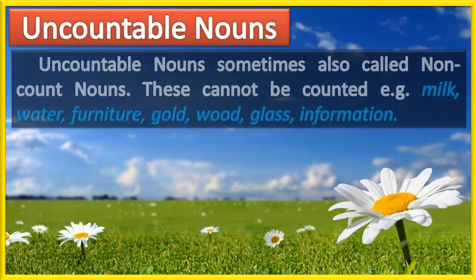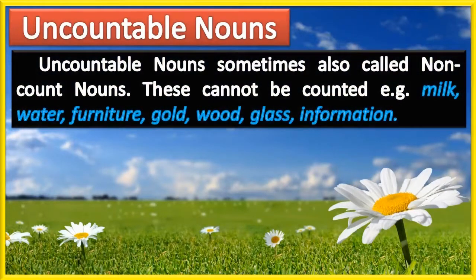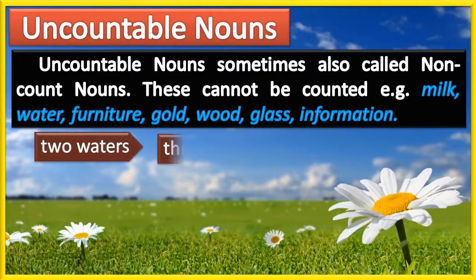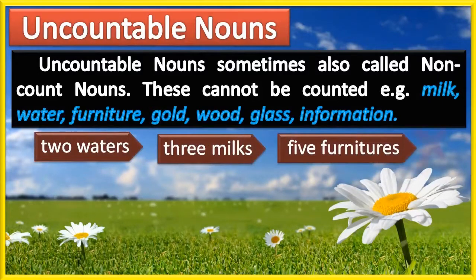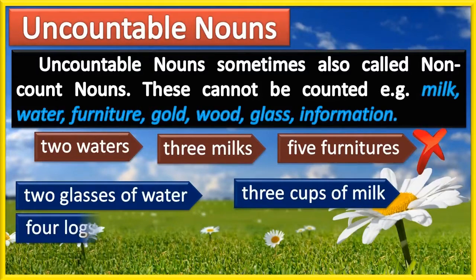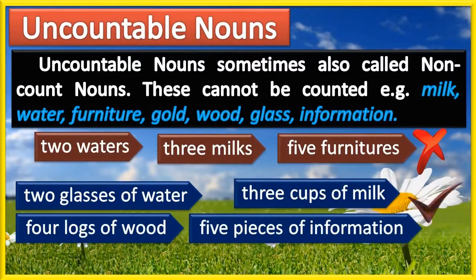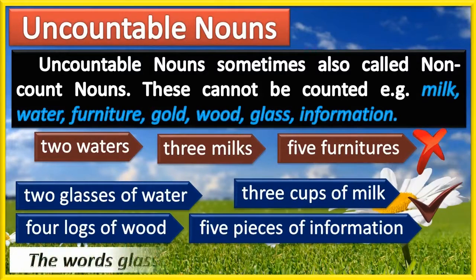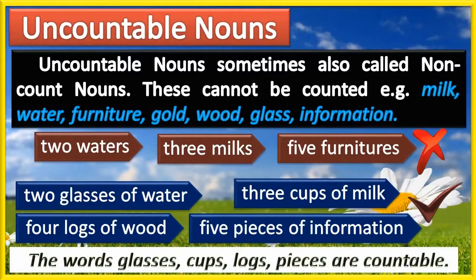Uncountable nouns. Uncountable nouns, sometimes also called non-count nouns, cannot be counted. Examples: milk, water, furniture, gold, wood, glass, information. We cannot say 2 waters, 3 milks, or 5 furnitures. That would be wrong. We can say 2 glasses of water, 3 cups of milk, 4 logs of wood, 5 pieces of information, etc. The words glasses, cups, logs, pieces are countable.